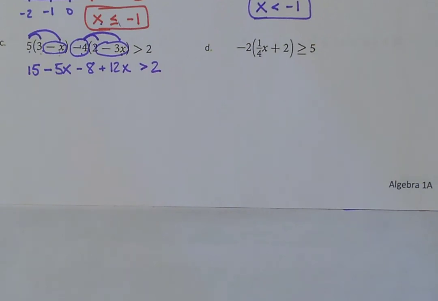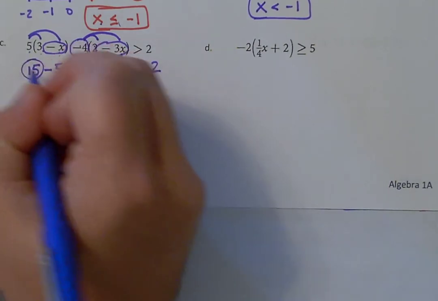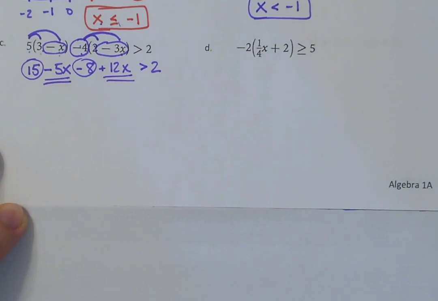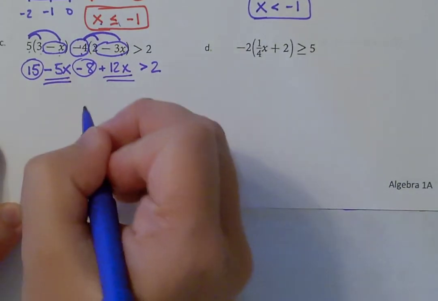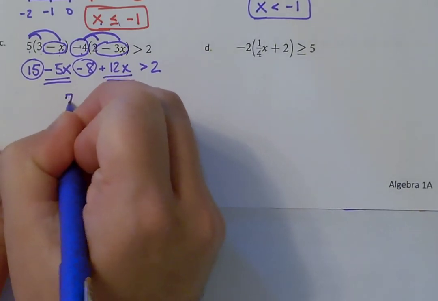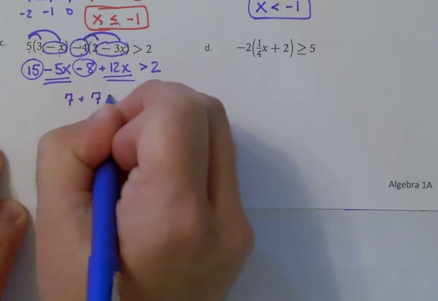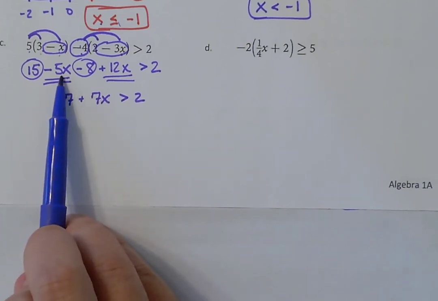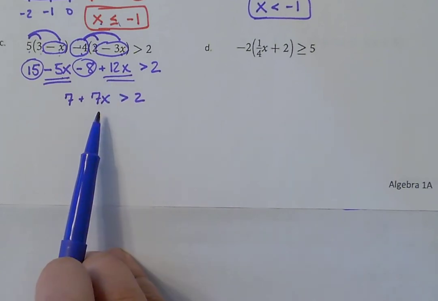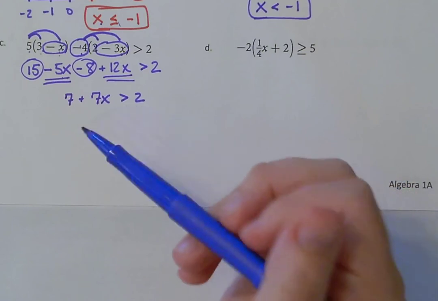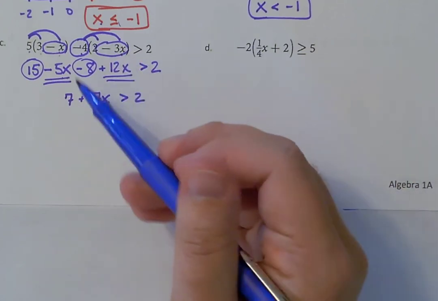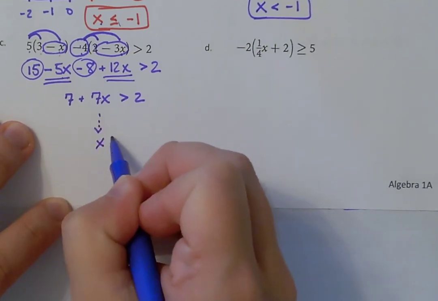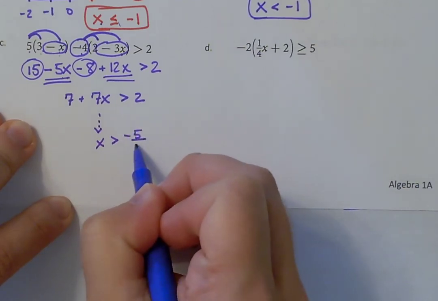All right, next we need to go through and combine like terms. The like terms that I have are 15 and -8, and then -5x and a positive 12x. If I simplify, I end up with 7 plus 7x is greater than 2. 15 minus 8 gives me 7, and -5x plus 12x gives me 7x, and then 2 stays the same. From here, you just need to solve moving forward. You would subtract the 7 and then divide by 7, which gives us x is greater than -5/7.